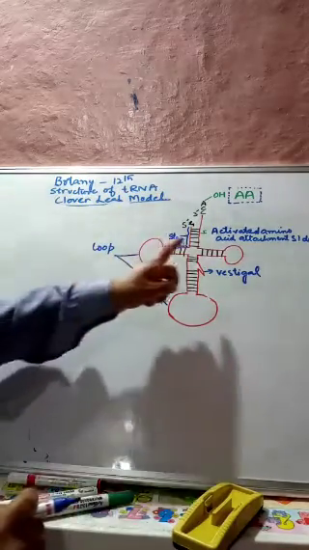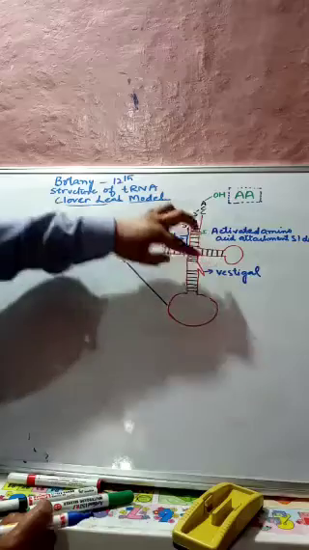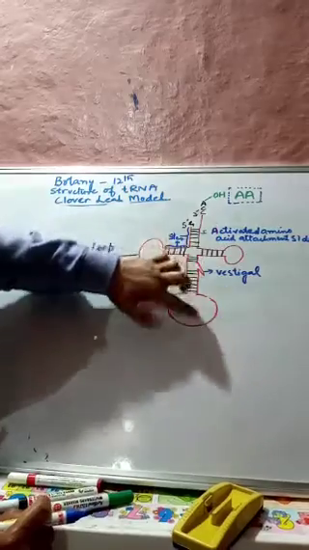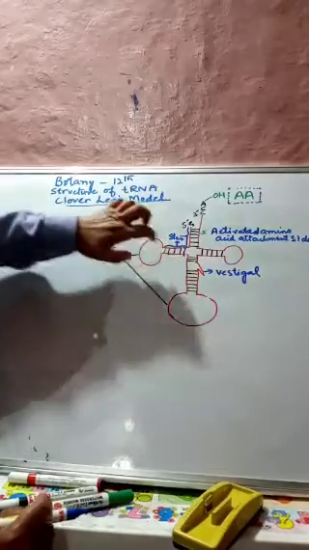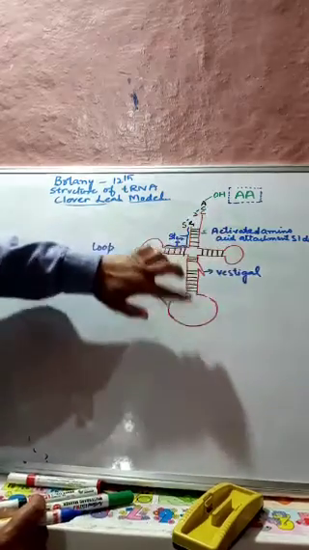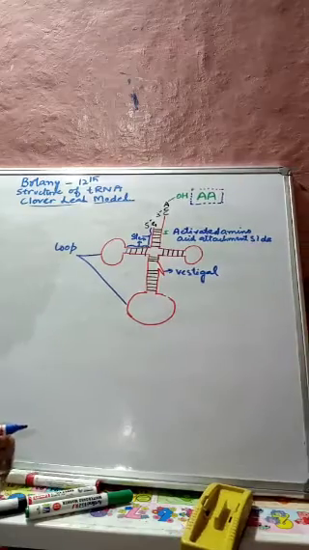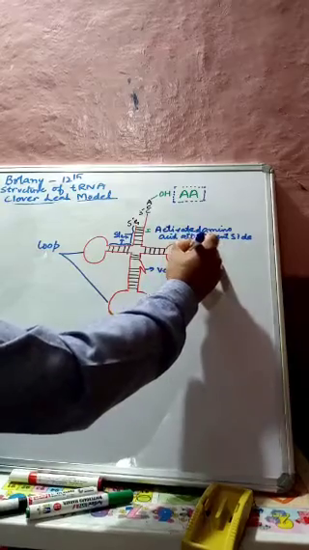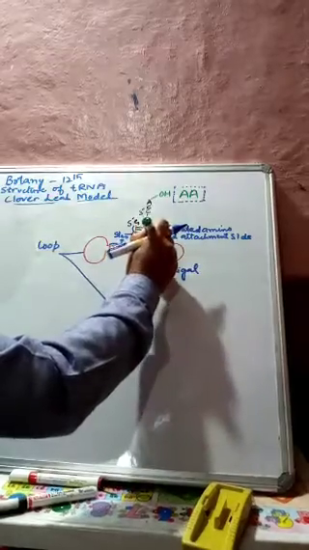Now the bases present in these arms are the place where hydrogen bonding takes place. And in the loop, this loop and this loop, we will see no hydrogen bonding takes place. Whereas in the arms, hydrogen bonding takes place. In the loops, no hydrogen bonding takes place. Now this arm, this is the second arm.